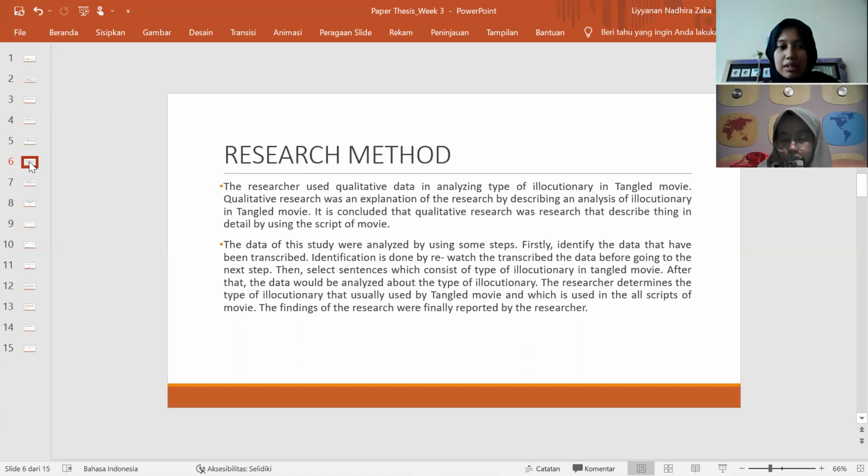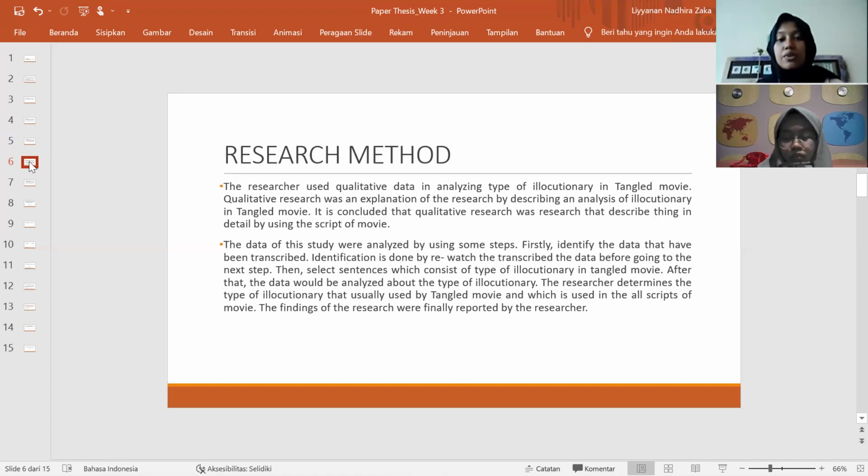Next, research method. The researcher used qualitative data in analyzing the types of illocutionary acts in the Tangled movie. Qualitative research is an explanation of the research by describing an analysis of illocutionary acts in the Tangled movie. It is concluded that qualitative research is research that describes things in detail by using the script of the movie. The data of this study were analyzed using some steps. Firstly, identify the data that have been transcribed.